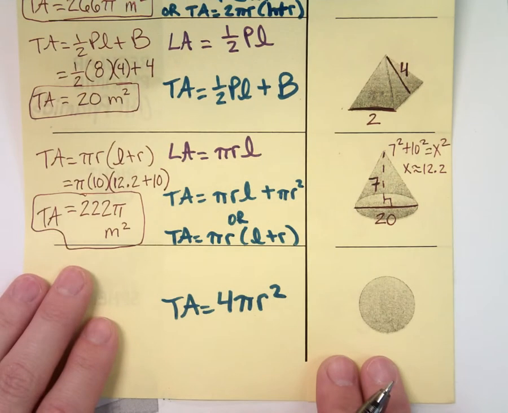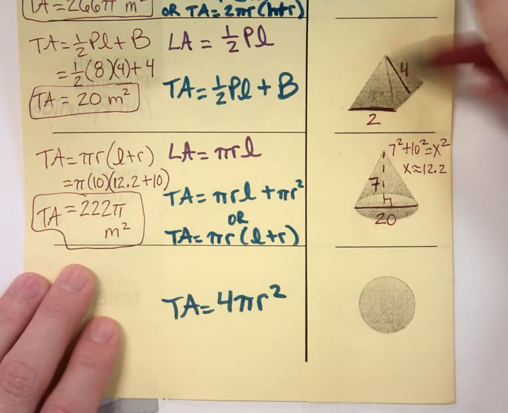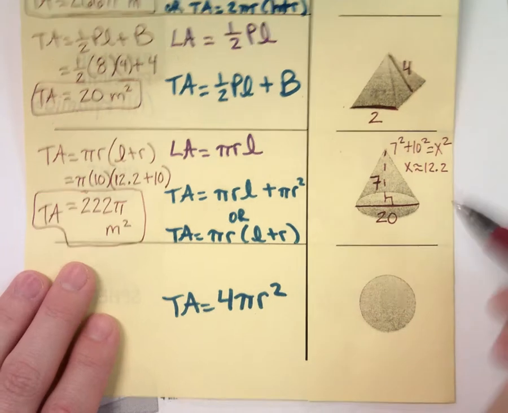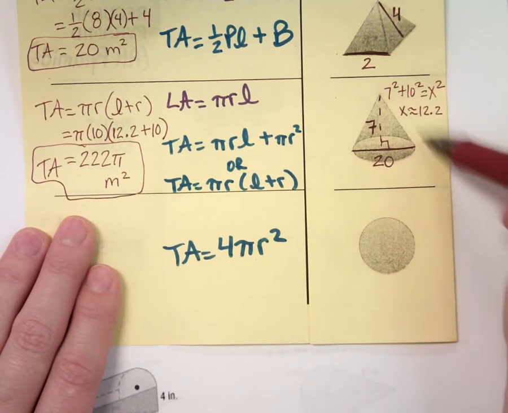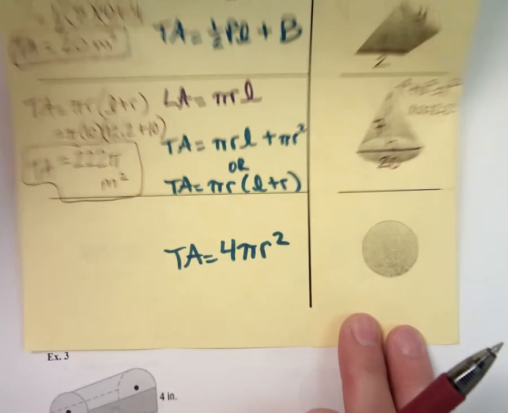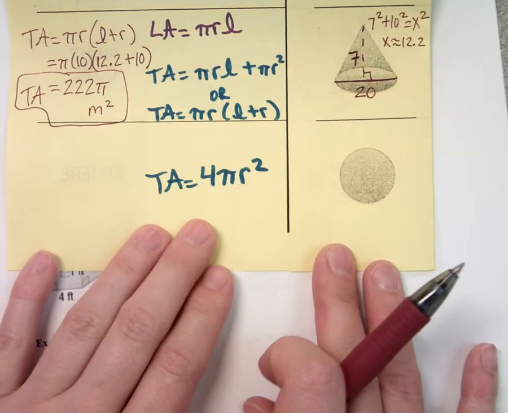So, in the pyramid, I gave you the slant height, so we didn't have to do anything fancy. We just plugged it in. And in this one, I didn't give you the slant height, so we did the Pythagorean theorem in order to figure out the slant height. Okay, and then this last guy, we have a sphere.